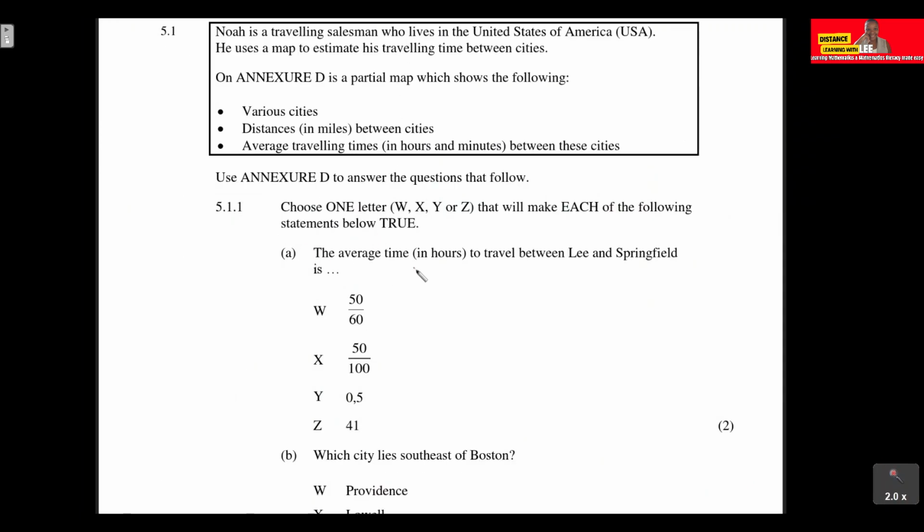It says the average time in hours to travel between Lee and Springfield is: W, 50 over 60? X, 50 over 100? Y, 0.5? Or Z, 41? So we need to find out where Lee is and where Springfield is, and determine the average time in hours.